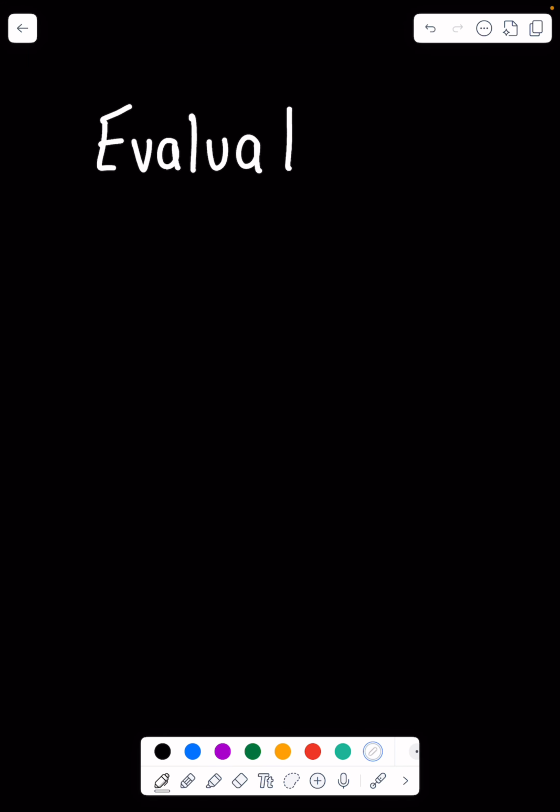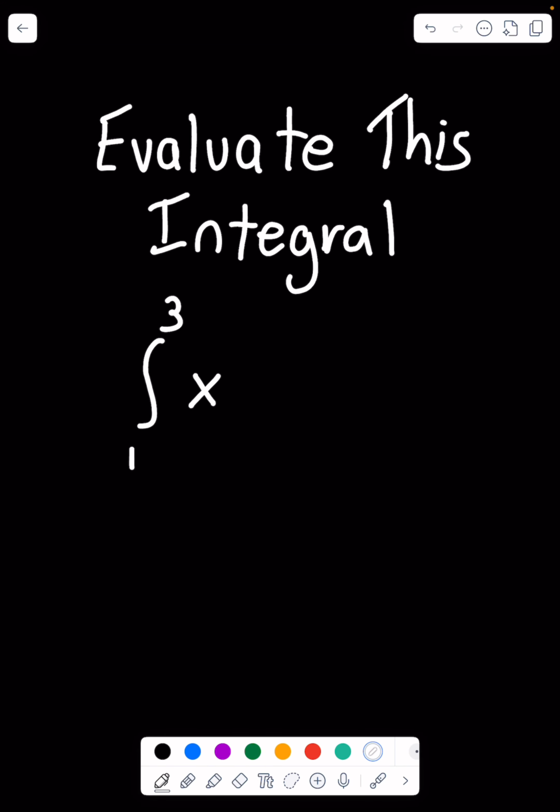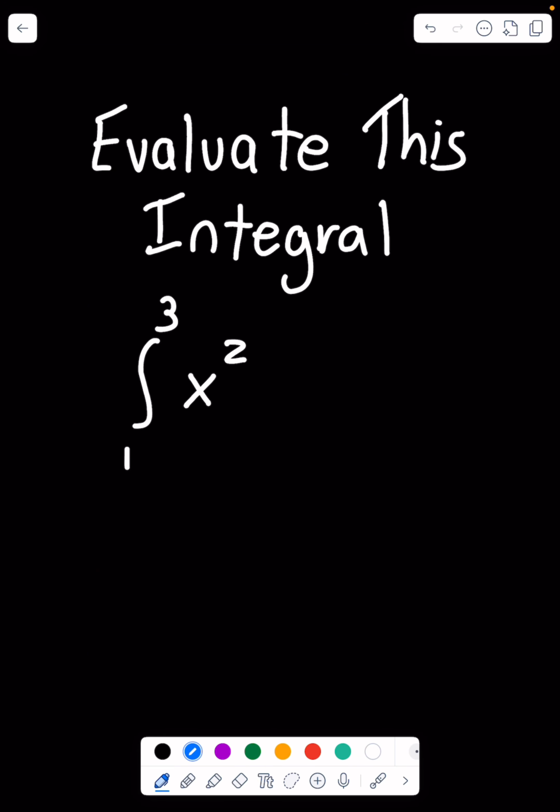Let's walk through how to evaluate this integral using the fundamental theorem of calculus. Alright, so to start off, let's find the antiderivative of x squared so that we can use the fundamental theorem of calculus. So the general rule for finding the antiderivative of a power function says we must add 1 to the exponent and then divide it by that new number.